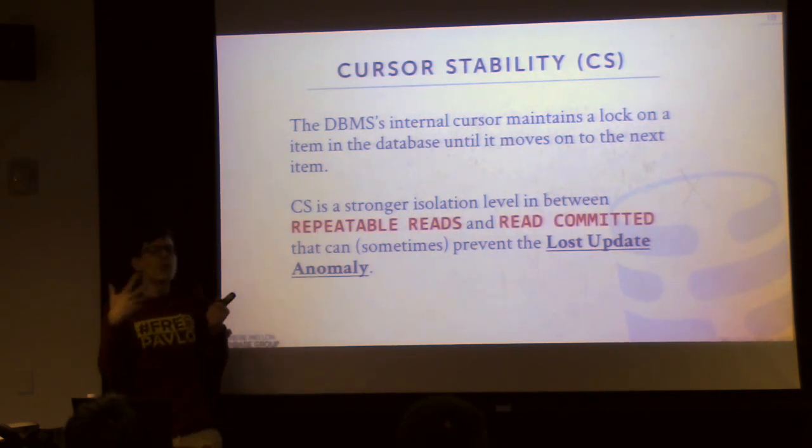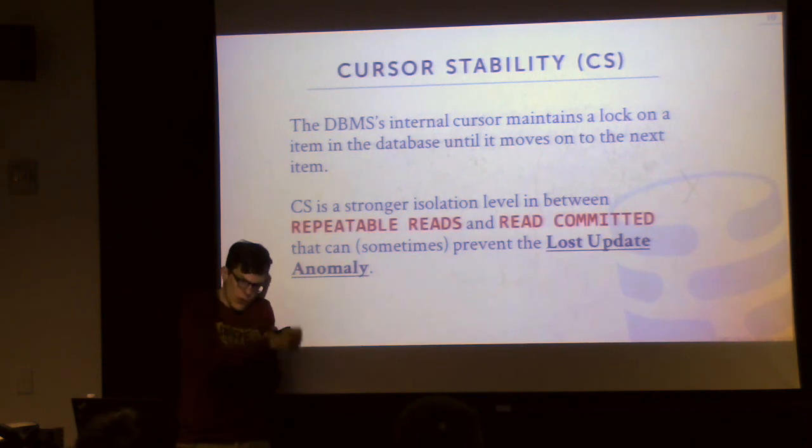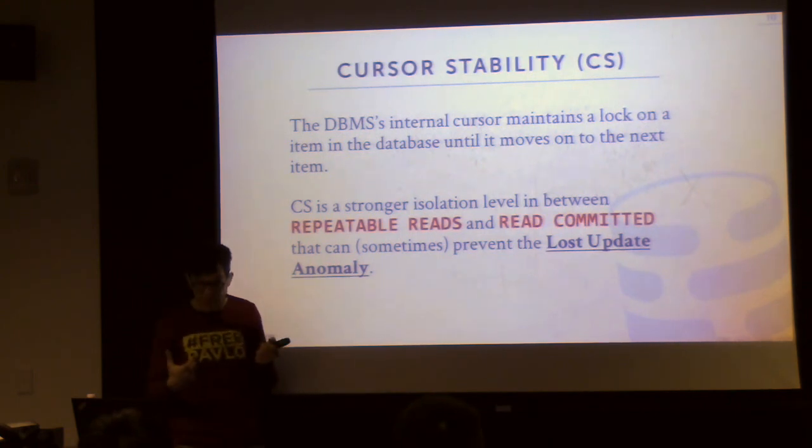So let's say I was doing a query that had to read two tuples. I would grab the cursor lock on the first tuple, do whatever it is I need to do, release it, then go grab the cursor lock on the next tuple, do whatever I need to do, and release that. And a deadlock can't occur because any transaction can only hold one cursor lock at a time.